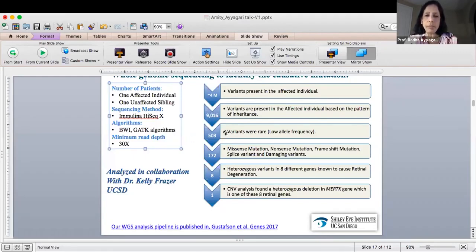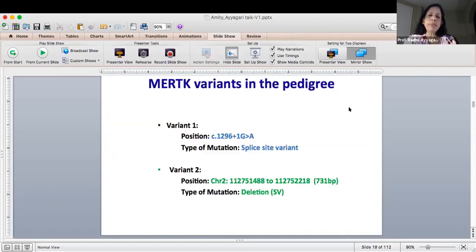Out of them, about 500 are rare, because this disease is rare, so they have to be rare alleles. About 172 of them are potentially pathogenic. Out of them, 8 were detected in retinal degenerative genes. And an additional structural variant was found in one of these 8 genes, so a second variant was found. These 2 variants were detected in a gene called MERTK. One of them is a splice variant and the other one is a deletion variant.